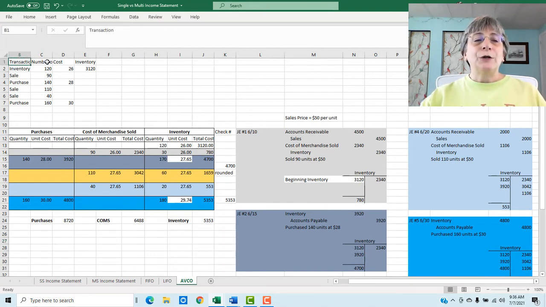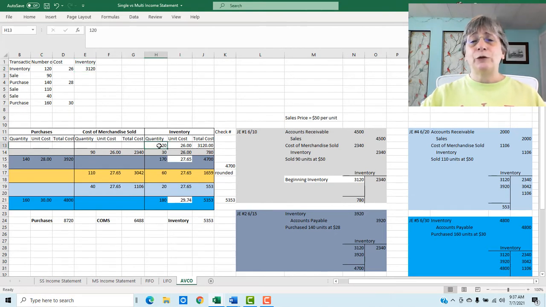So again, we've got our transaction type, we've got the number of units, we've got our cost, and we've got the inventory amount if we know it. And what we'll do is we'll go through each one of those transactions and I will show you what's going on in the accounting system as we're working through these so that you have an understanding, and it will help you to do this funky inventory spreadsheet thing that we only ever do in Accounting 1, and then we forget about it forever. So we've got three columns. We've got our purchases, our cost of merchandise sold column, and our inventory column. We start out with our beginning inventory, which is 120 units at $26 for $3,120.